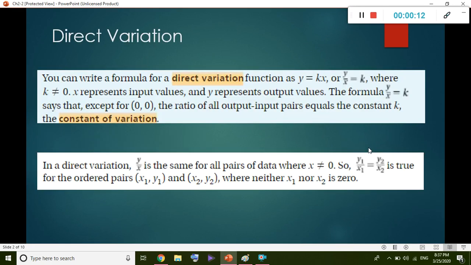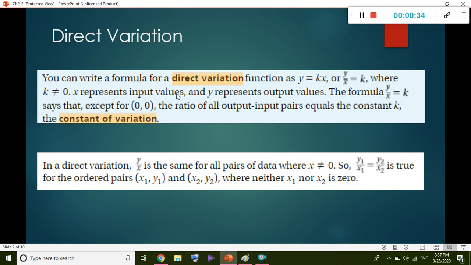Now, a direct variation is a relationship between y and x. You can write a formula for a direct variation function as y equals k times x. Or we're going to write it as k equals y over x. If we move the k over there, it's going to be division. So it's going to be k equals y over x, where k cannot be equal to 0.